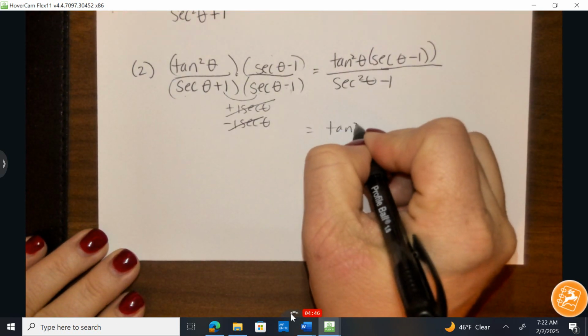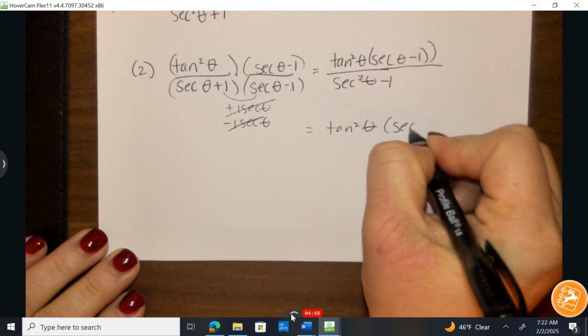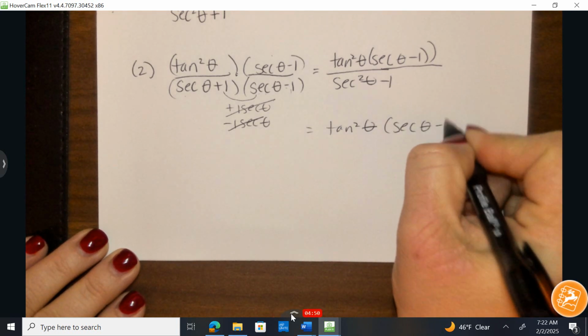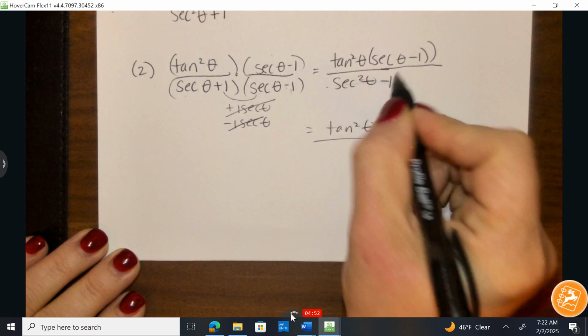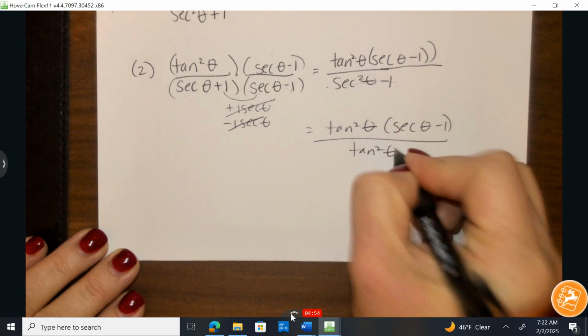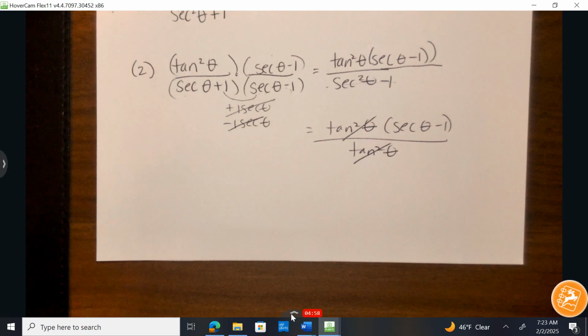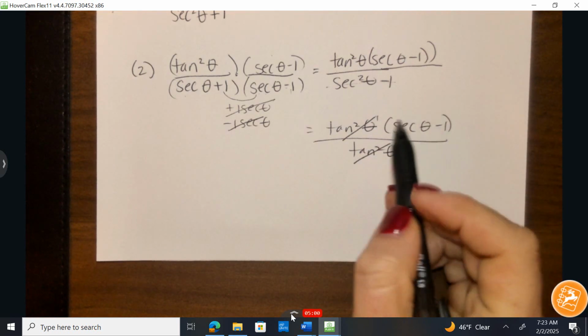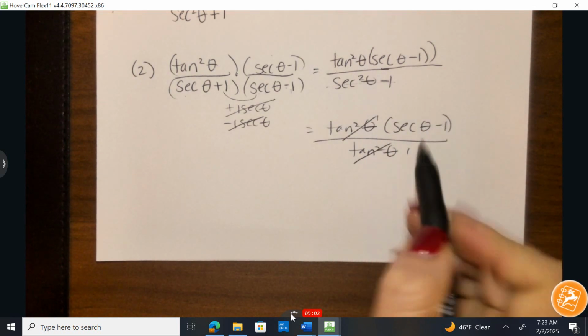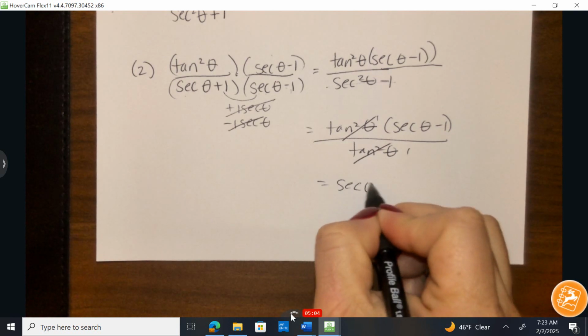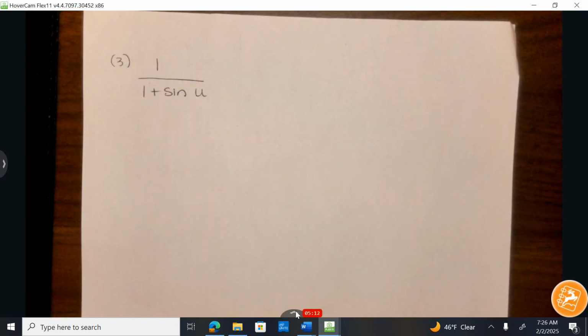I have tangent squared theta on top times the quantity secant theta minus 1. This is over tangent squared theta. And now the tangent squared theta on top and bottom, remember, they don't just disappear. They simplify to 1, and I'm left with 1 times this quantity over 1, or simply secant theta minus 1. We're going to approach example 3 much like we approached example 2.